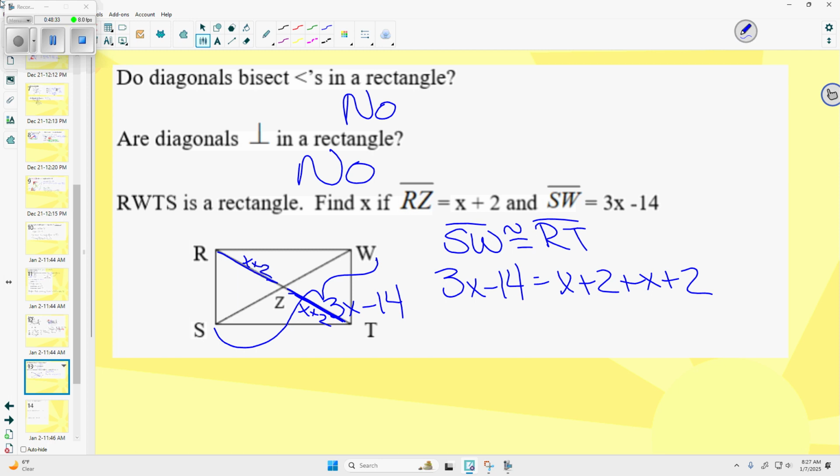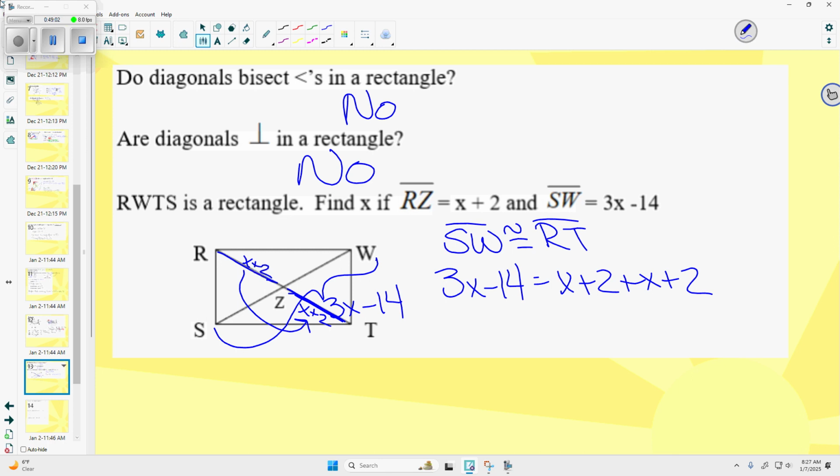Are we good? Because if we can just set up the equation, I don't think we really need to solve it, because you guys know how to do algebra. Are you okay on where the equation came from? Diagonals bisect each other, so this X plus 2 has got to be the same as that one. And then they're equal to each other, so we add up X plus 2 and X plus 2 to get all of our RT. We set it equal to 3X minus 14.